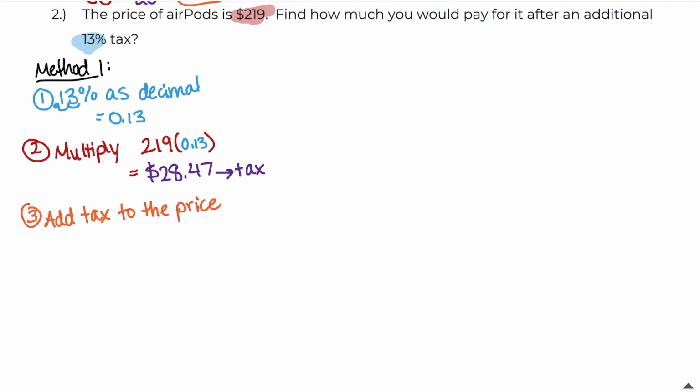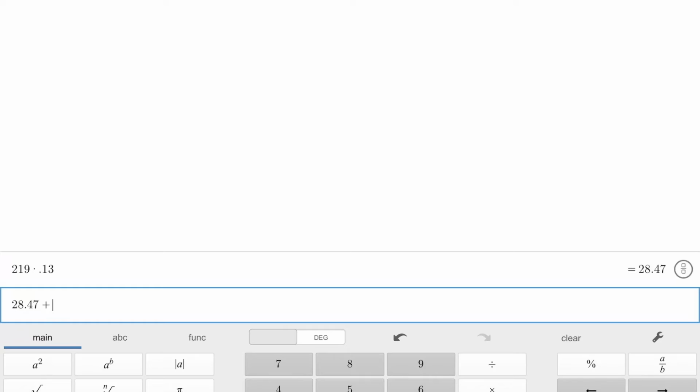And the tax is this $28.47, and I'm going to add that to the price, which is this $219 that we have here. It doesn't matter what order you do it in, okay? So let's go ahead and add these two numbers together. $28.47 plus $219 gives me $247.47.